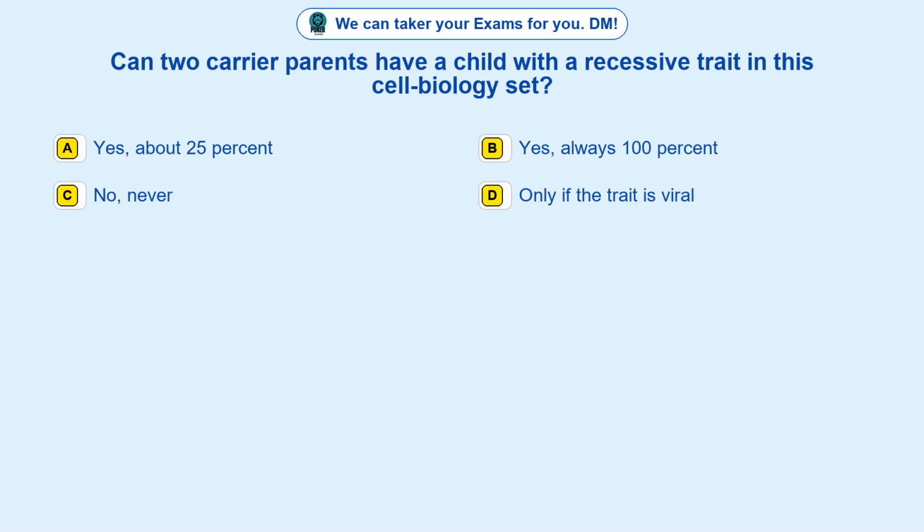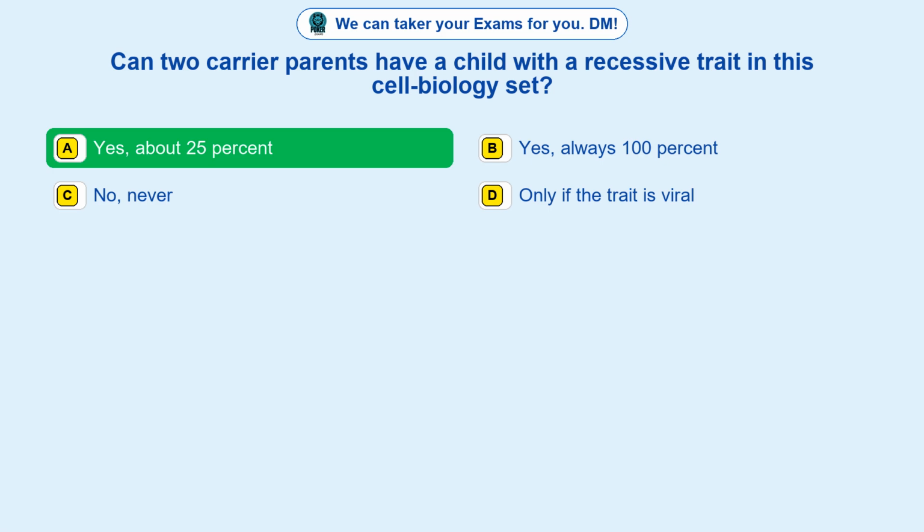Question 11. Can two carrier parents have a child with a recessive trait in this cell biology set? Option A. Yes, about 25%. Option B. Yes, always 100%. Option C. No, never. Option D. Only if the trait is viral. The correct answer is option A.